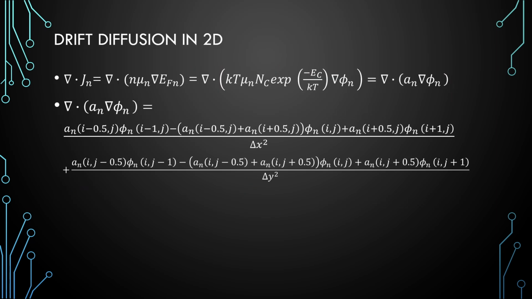Similarly for our drift diffusion equation. For the continuity equation, under the Scharfetter-Gummel method, we can also get a form with a divergence and a gradient in it, which is very similar to our Poisson equation. And then we can also rewrite this equation using the finite difference method and get our finite difference form of the continuity equation in 2D.